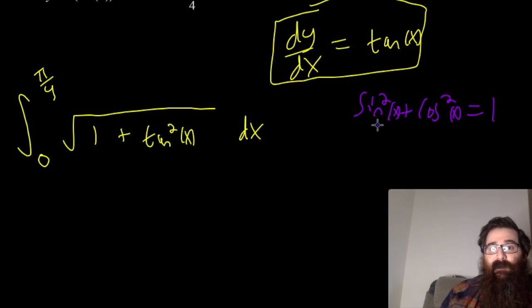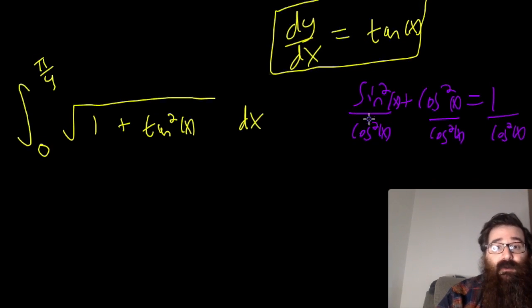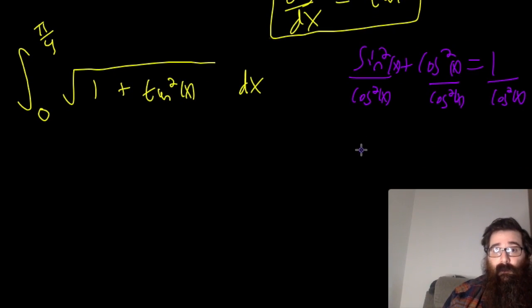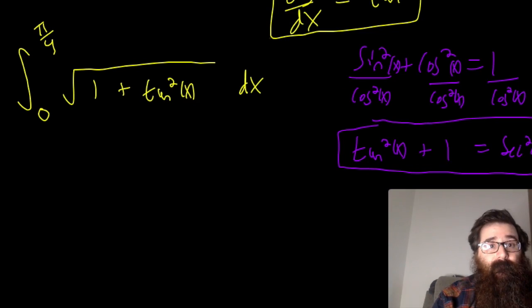If I divide everything through by cosine squared of x, sine squared over cosine squared gives us tangent squared. Cosine squared over itself gives me 1, and 1 over cosine squared gives me secant squared. So this is from an old Pythagorean identity, a new one: tangent squared plus 1 is really secant squared.